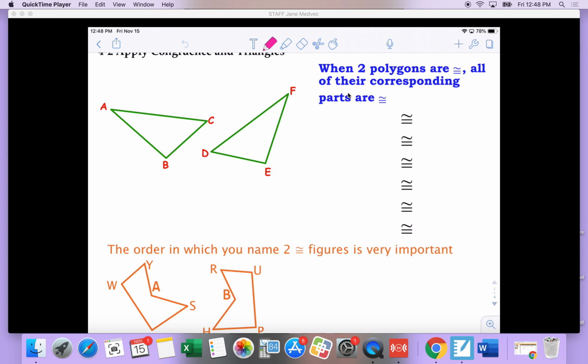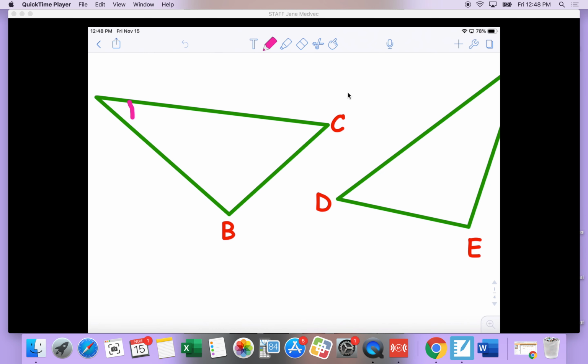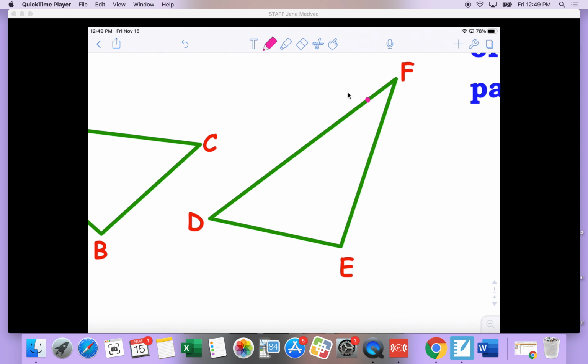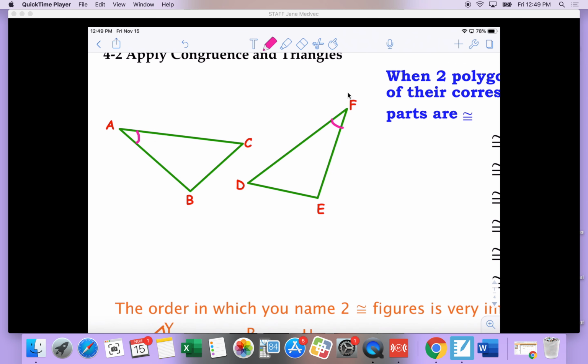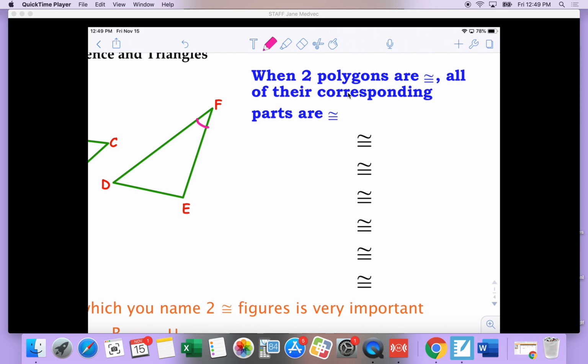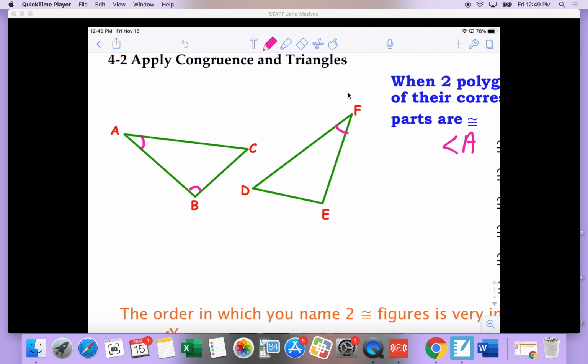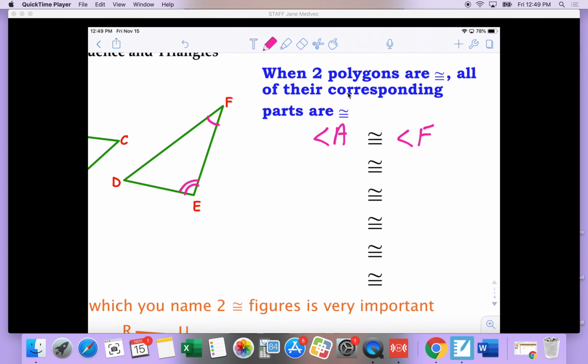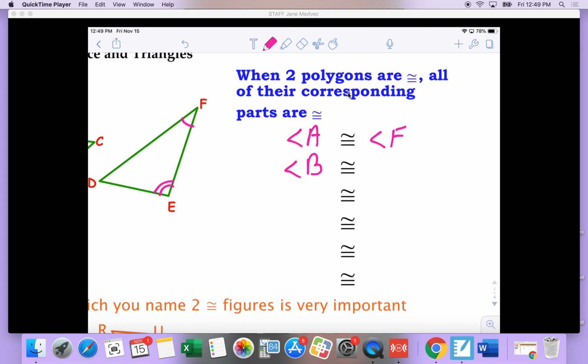So for example, if I say angle A is congruent to angle F because they're corresponding, those parts are corresponding, I'm going to write angle A and then congruent and then angle F. Right? And then I take a look at angle B. Notice how I'm marking it a little bit different. That's congruent to angle E because they already told me those triangles are congruent. So angle B congruent to angle E.